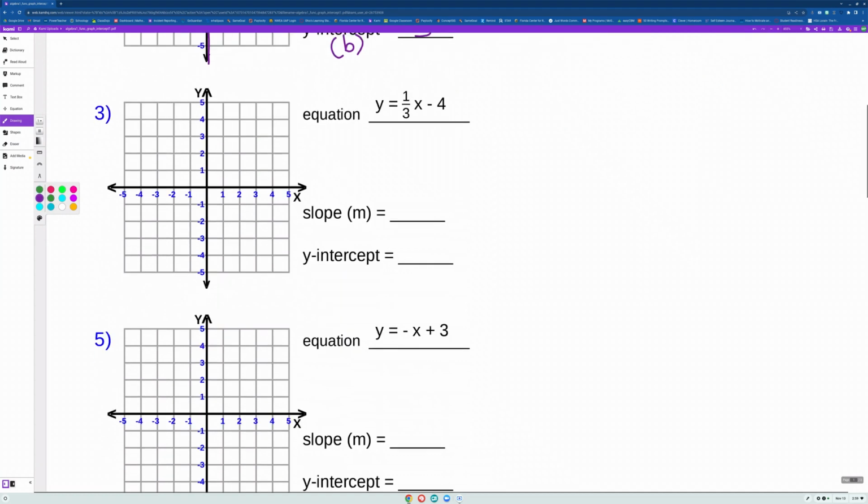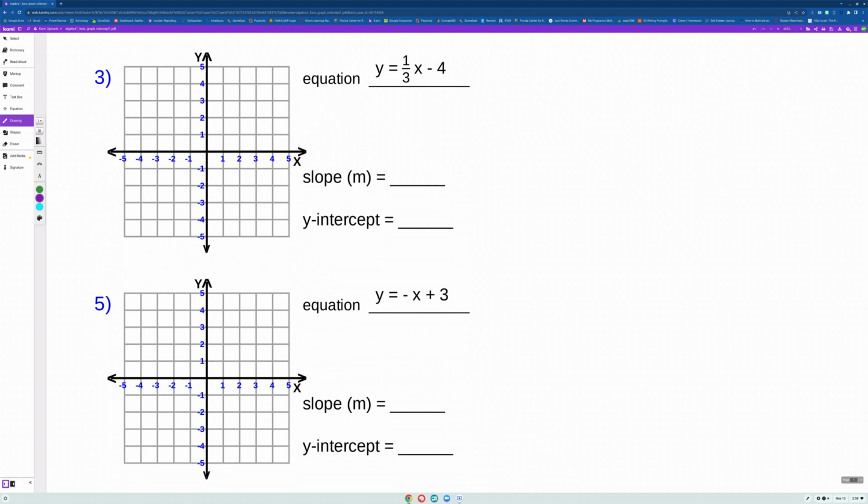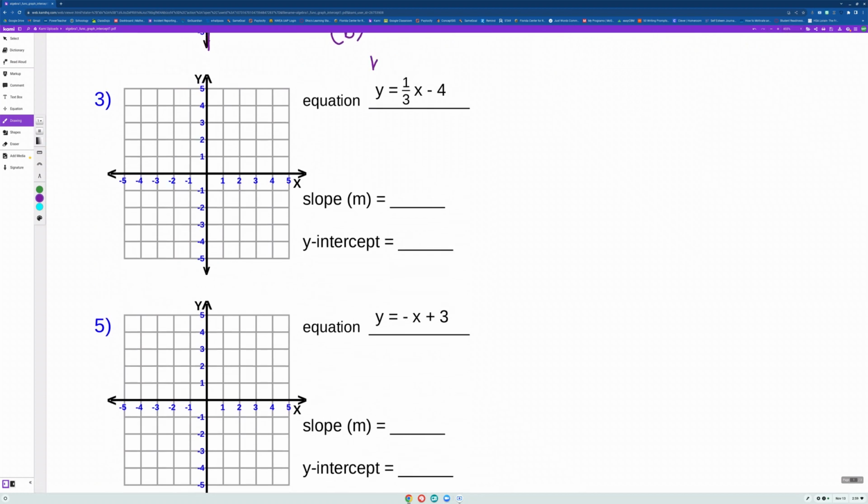And that's it. Taking a look at this second example, I have my equation y equals 1/3x minus 4. So again, just to help me out, I'm going to do y equals mx plus b, where my m is my slope. Here, I see that my m is 1/3. And then I see that my y-intercept is not positive. It's actually a negative 4. And again, looking at my equation, my y-intercept is my b.